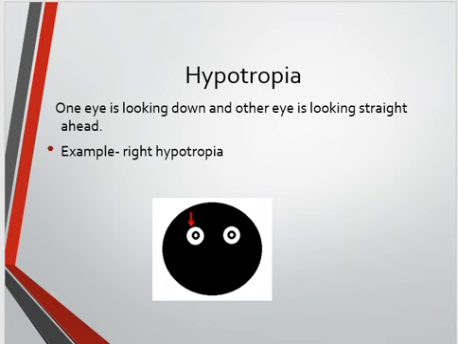Hypotropia is when one eye is looking down while the other is looking straight ahead. In this picture, the right eye is moved down and the left is looking straight ahead. Though the eye itself in the picture is shown to be on the same level, the red arrow indicates that the eye needs to go down to call it right hypotropia.